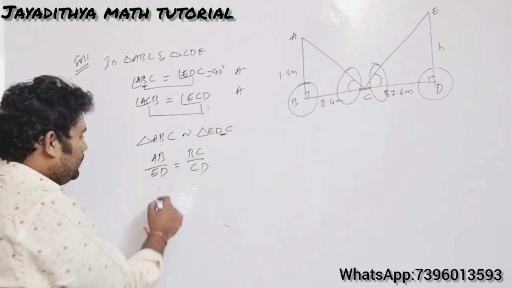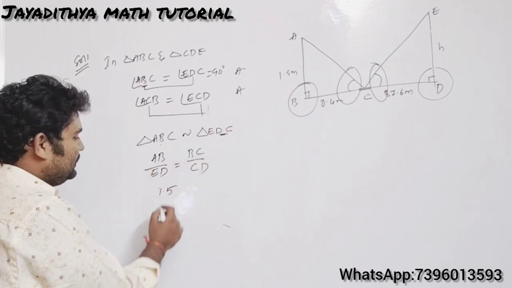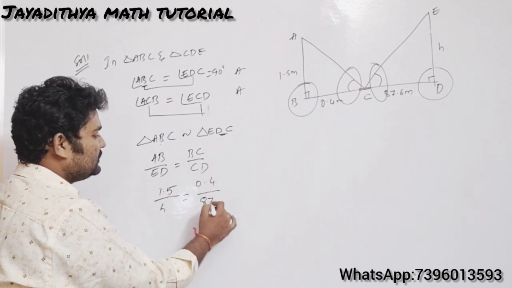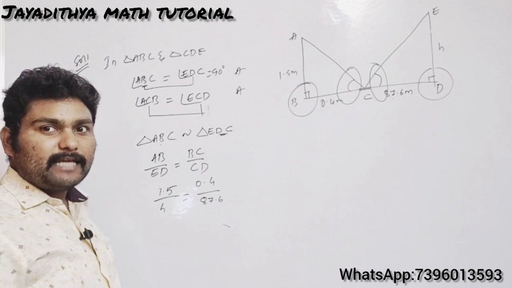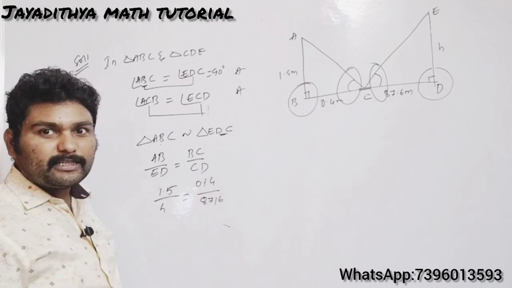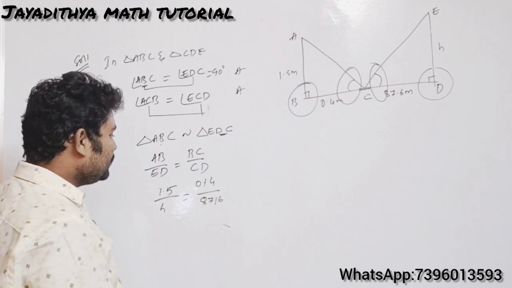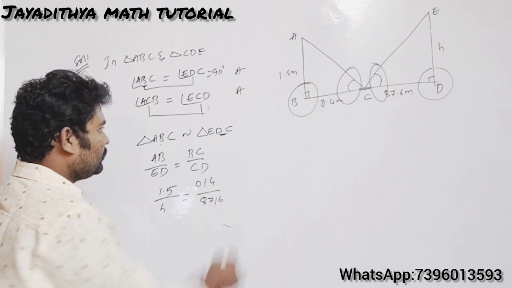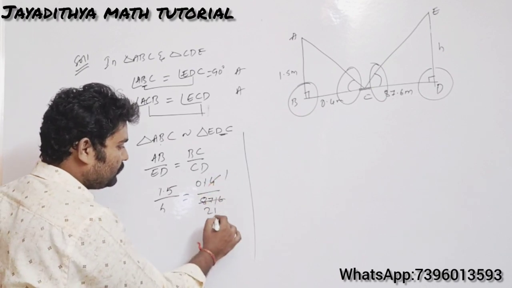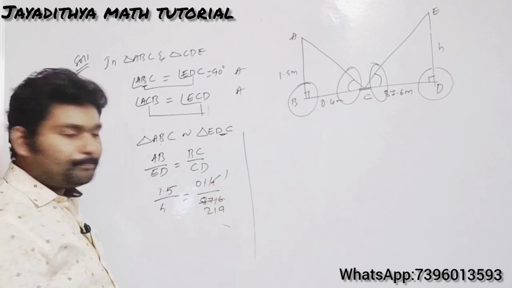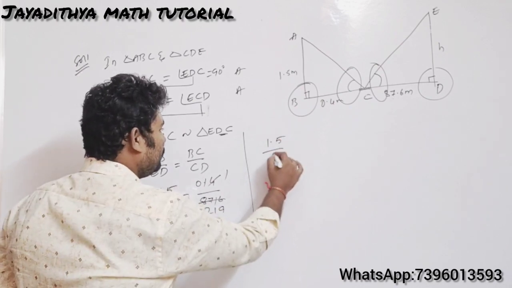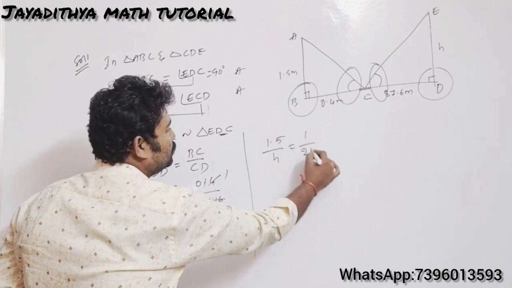So AB is 1.5 and ED is the height you need to find, and BC is 0.4 and CD is 87.6. You have the same number of decimal places here, so you can cancel out the point. If you cancel this, what will be your answer? 4 1s are 4, 4 2s are 8, and 36 means it is 9. So 1 by 219. What you are left with here is 1.5 by h is equal to 1 by 219.